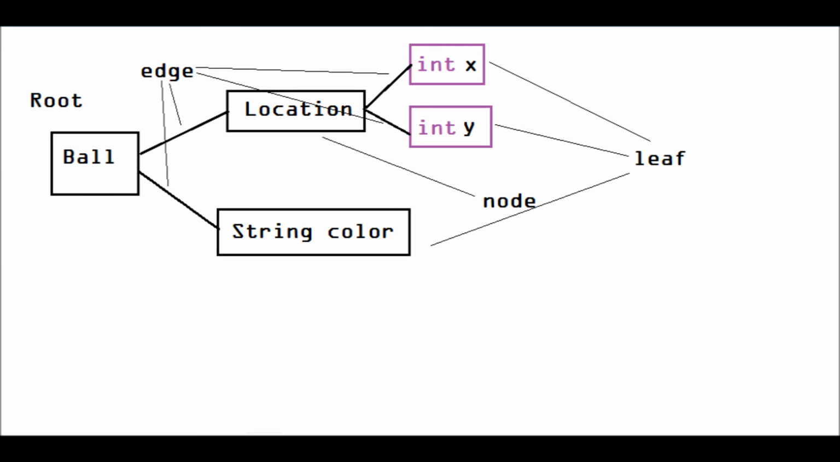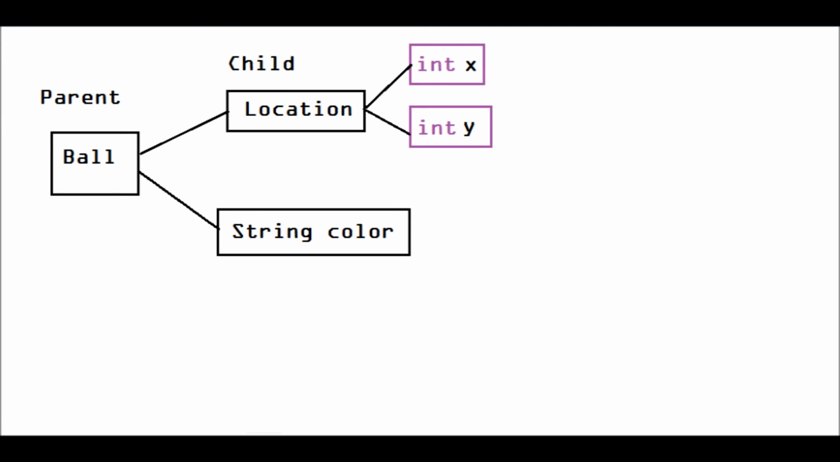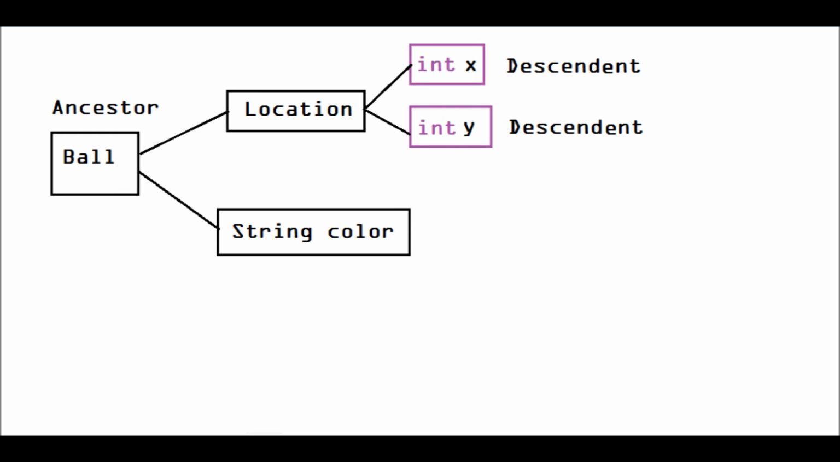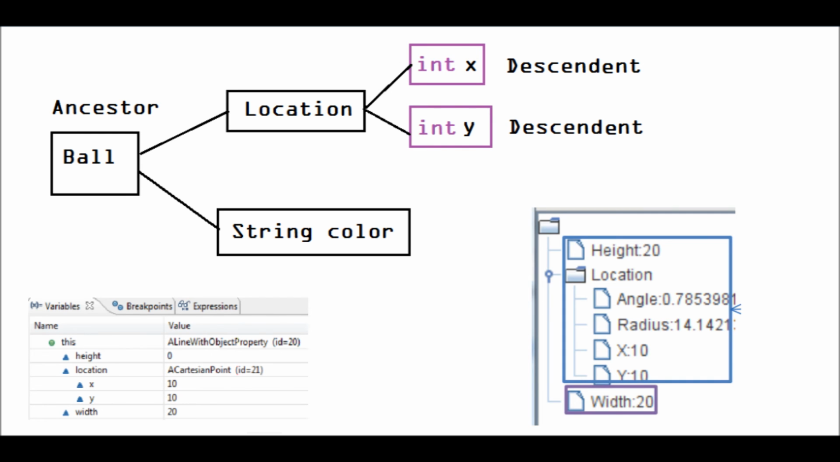If we think about this as like an ancestry tree, we can say that ball is the parent of location, and location is the child of ball. And we can say that ball is the ancestor of the primitive variables int x, int y, which are called the descendants. Object Editor and the debugger also give this kind of view. It's a little bit different, but same general concept. You can see who is the parent of what, who's the ancestor of what.